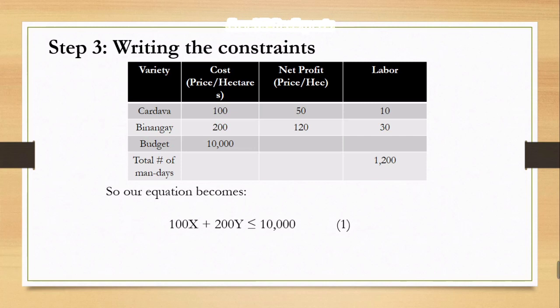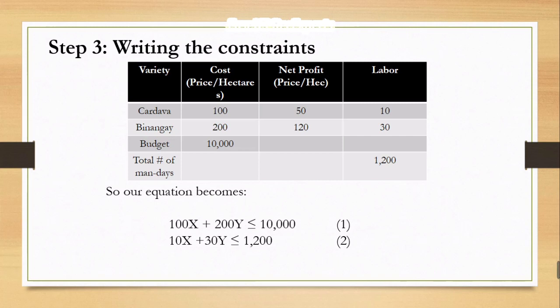The next constraint is the upper cap on the availability of the total number of Mondays for the planning horizon. The total number of Mondays available is 1,200. As per the table, we are given the Mondays per hectare for cardava and binangay. So we have 10x + 30y is less than or equal to 1,200.